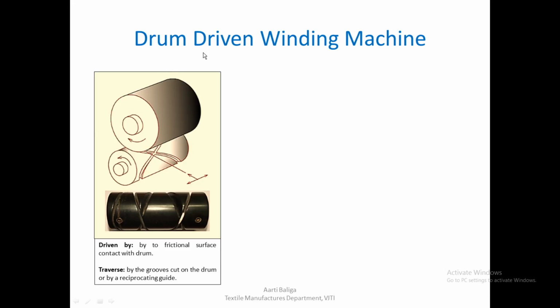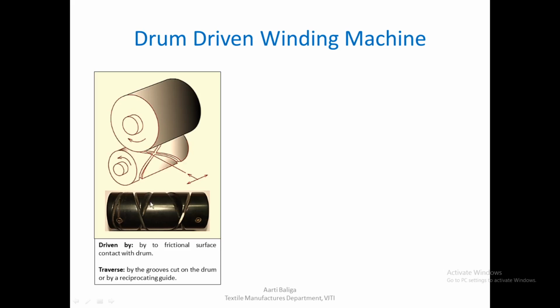So let us have a look in depth at the drum driven winding machine. So we have this particular machine, the way it looks. This is the drum which has got grooves on it, which will be making the yarn traverse from one end of the package to the other, and this is how it's driven. It is driven by frictional surface contact with the drum, and traverse is given by the grooves cut on the drum or by a reciprocating guide.